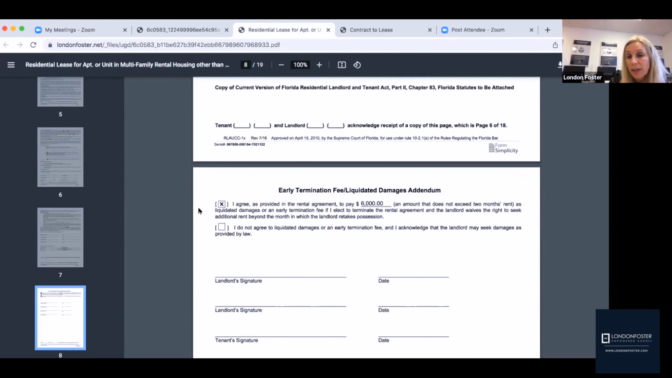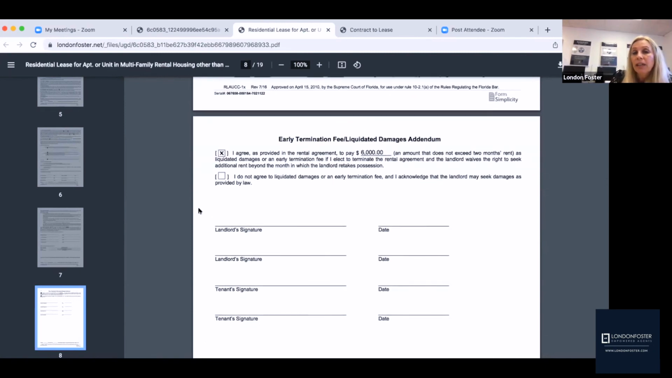So that's for liquidated damages or an early termination fee. If the tenant checks, I do not agree with this, that means the owner has the right to litigate and seek damages. They would have to go to small claims court basically, or obviously get an attorney to try to come after the tenant for not paying.